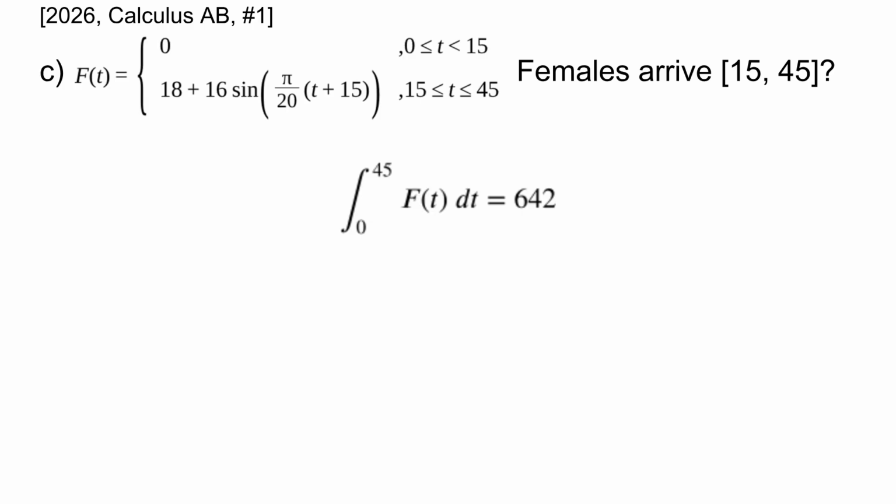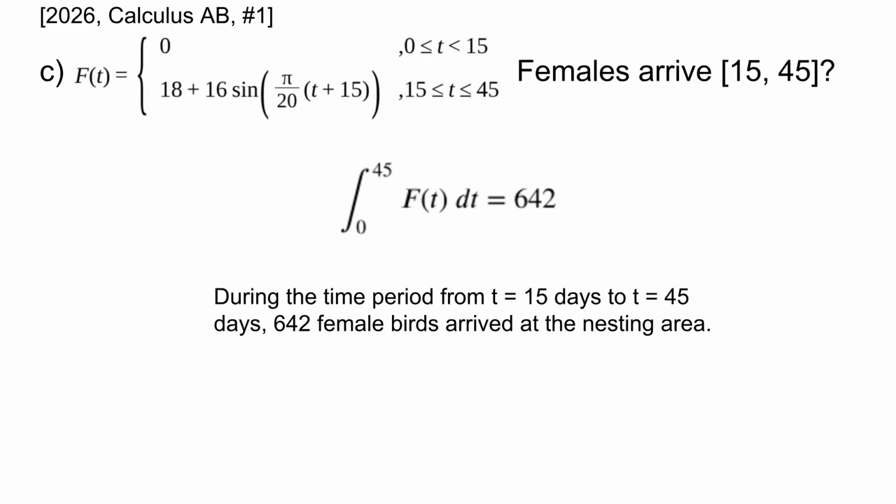Since this is a calculator active question, we can just use our calculator to find the integral from 15 to 45 of f of t dt, and that turns out to be 642 females. So during the time period from t equals 15 days to t equals 45 days, 642 female birds arrive at the nesting area.